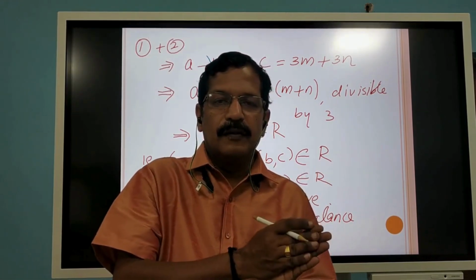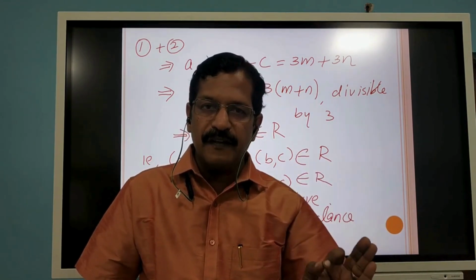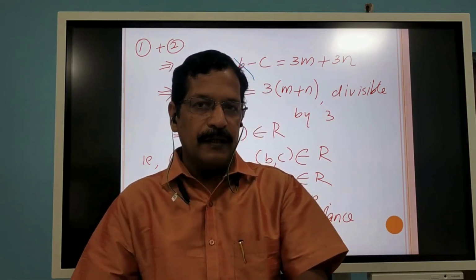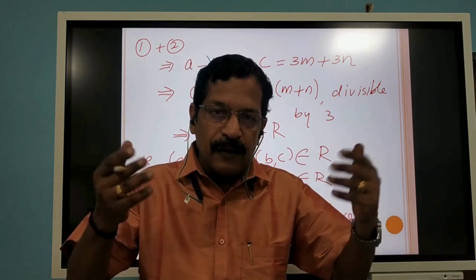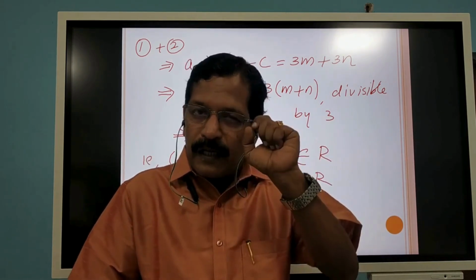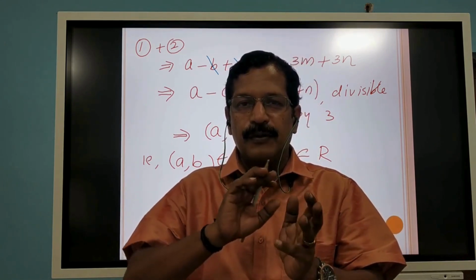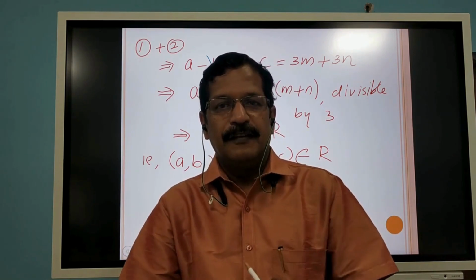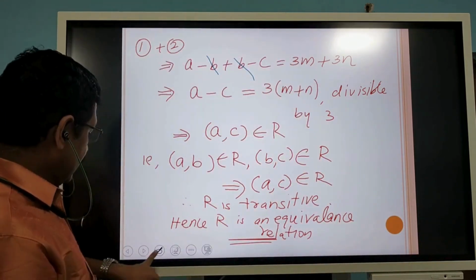Now, in this example, they have defined a relation R on the set of integers in such a way that X is related to Y implies X minus Y is divisible by 3, and we have proved that that is an equivalence relation. Now, with the help of this example, I am going to define another thing. What is that? See here. I am clearing all these things.